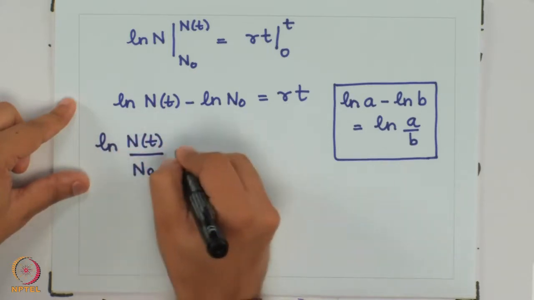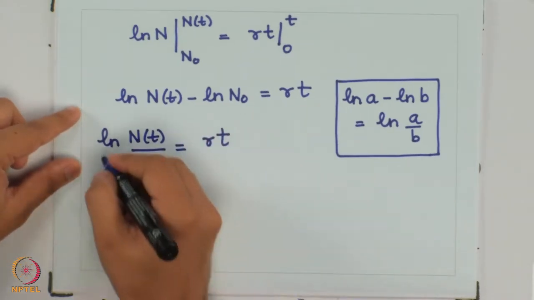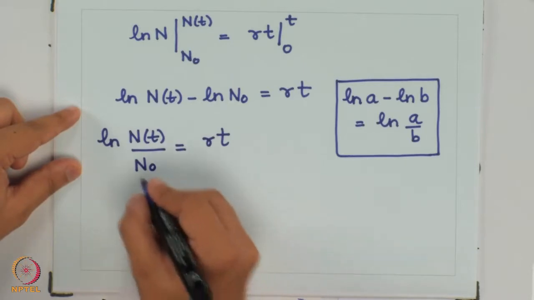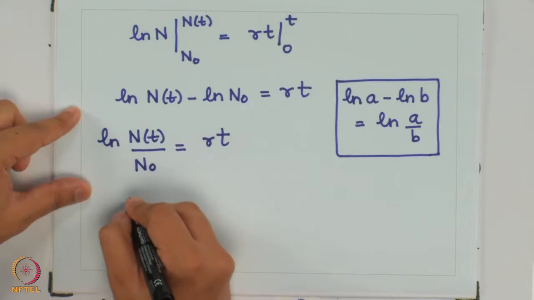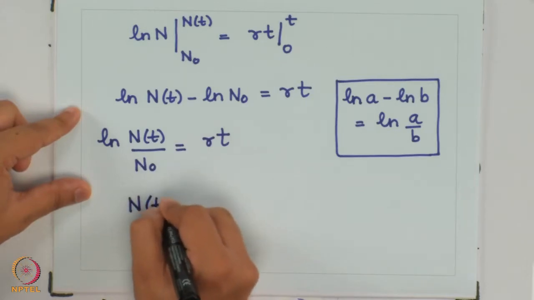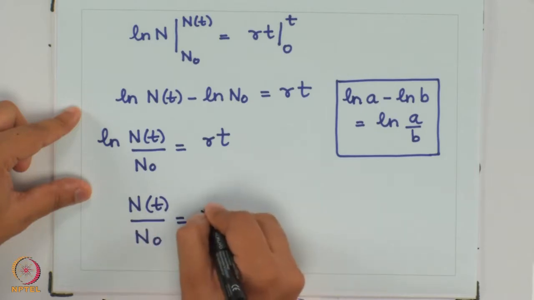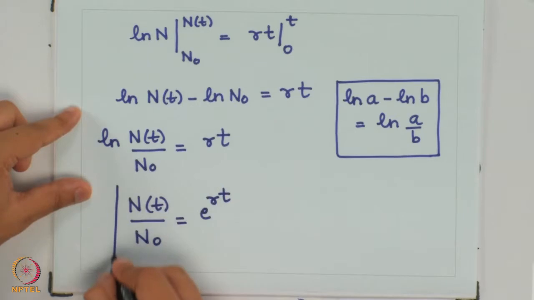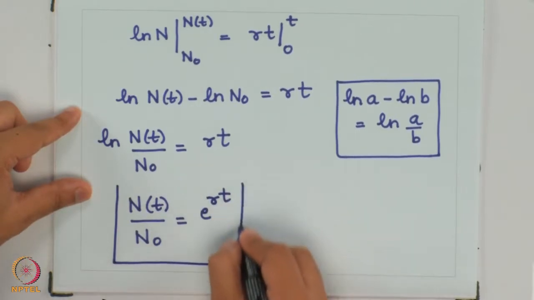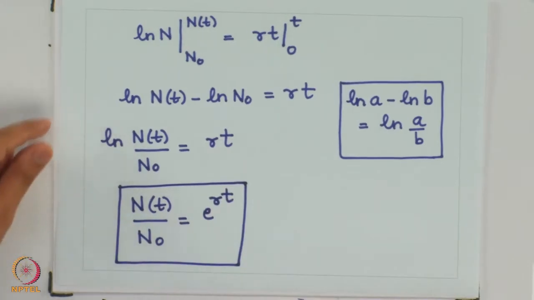So I am going to use this result to write my left hand side as ln of nt divided by n naught is equal to rt, and then I want to get rid of the log, and to do that I take the exponent of both sides, which gives me the expression nt by n naught is equal to e to the power rt. So that's my answer to the bacterial growth problem when I am trying to solve it using the differential calculus formulation.